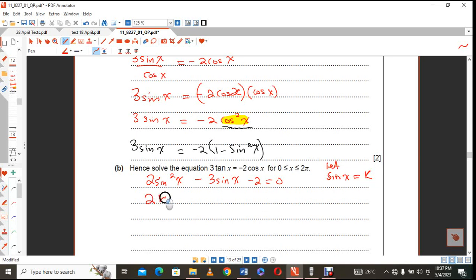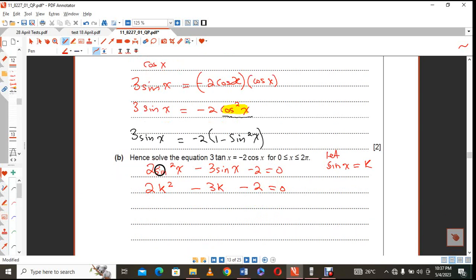So I'll have 2k squared minus 3k over here minus 2, because this becomes a quadratic equation that I can solve. Again, two numbers multiply together to give you -4, and you add them, they give you -3. So the numbers have to be 4 and 1, with 4 being the -1. Okay, -4 times 1 is -4, and -4 plus 1 is -3. So that means 2k squared.